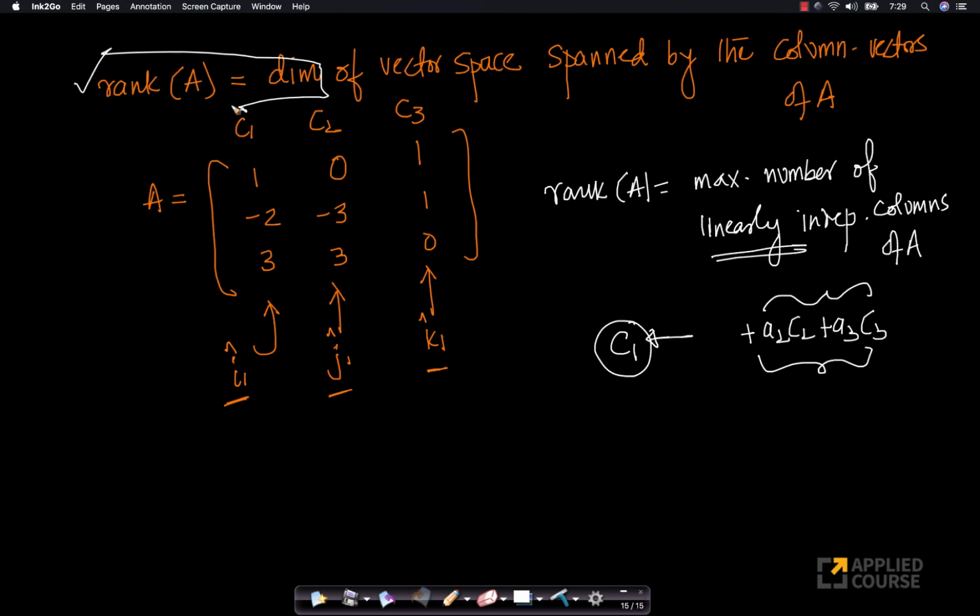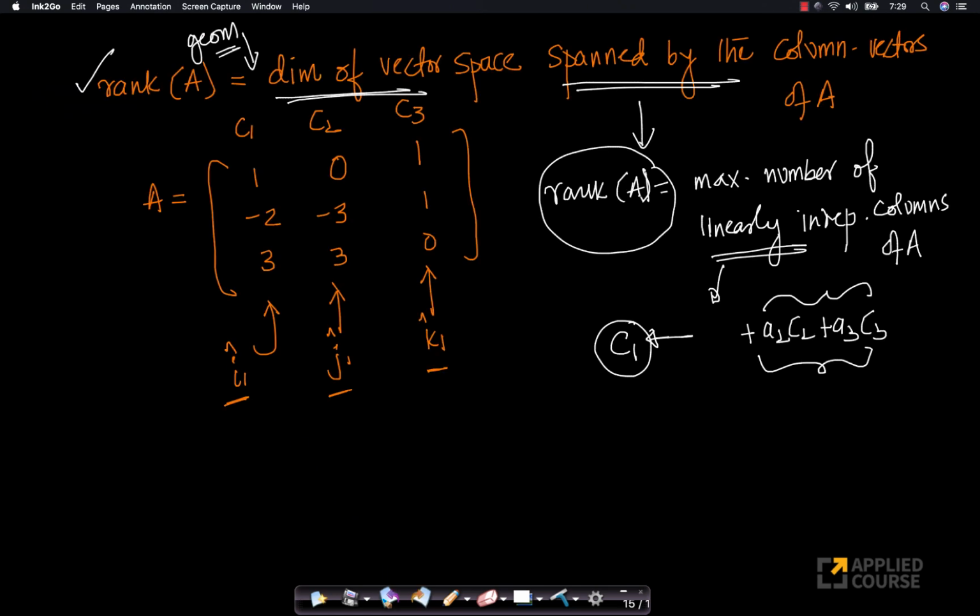Rank of A is the dimensionality of the vector space spanned by the columns of A. This is exactly the same as the maximum number of linearly independent columns. Both of them are geometric ways of thinking. This span concept comes from geometry, while linearly independent columns can be imagined algebraically like this, because this is what linear dependence means. So you can imagine them algebraically as well as geometrically. These are two definitions, or two ways of understanding rank.